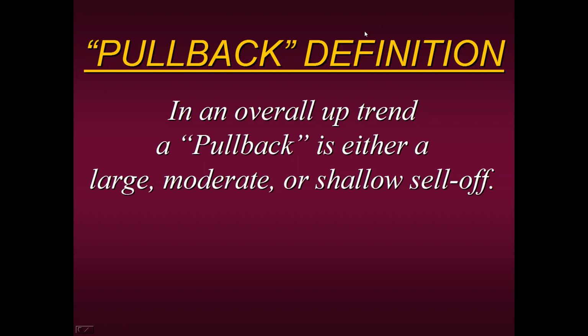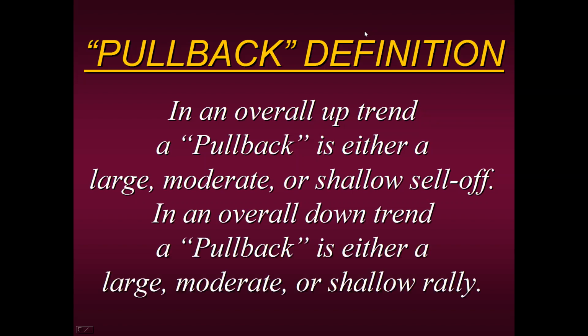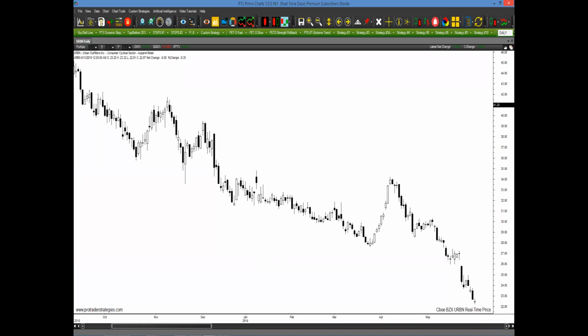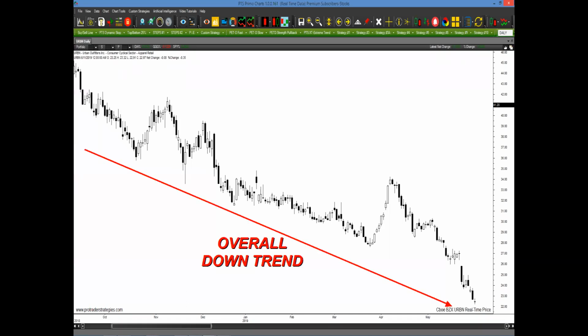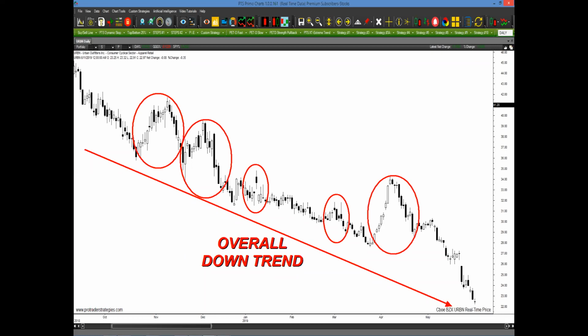All right, let's talk about a sell definition for a pullback trade. It's just the same thing. We're just looking at the opposite side of the coin. In an overall downtrend, a pullback is either a large, moderate, or shallow rally. So once again, we look at this chart here. It doesn't take much to notice that the overall trend is down, right? So if we're a pullback trader, we simply look for those areas where we have a bounce or a large, moderate, or shallow type of rally. That's the high probability area to sell, to go short, to buy puts, whatever you want to do, because you'll be selling towards the high.